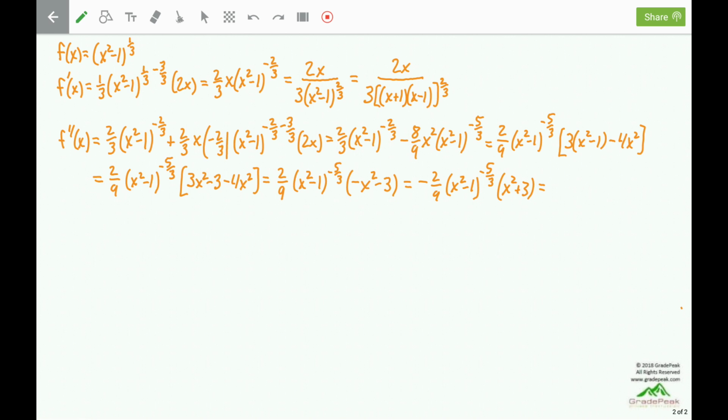We want all powers to be positive in the second derivative. So we're going to move the negative 5/3 power to the denominator. The negative and the 2 can stay in the numerator. There's also an x squared plus 3. And in the denominator, there will be a 9 and an x squared minus 1 to the positive 5/3 power.